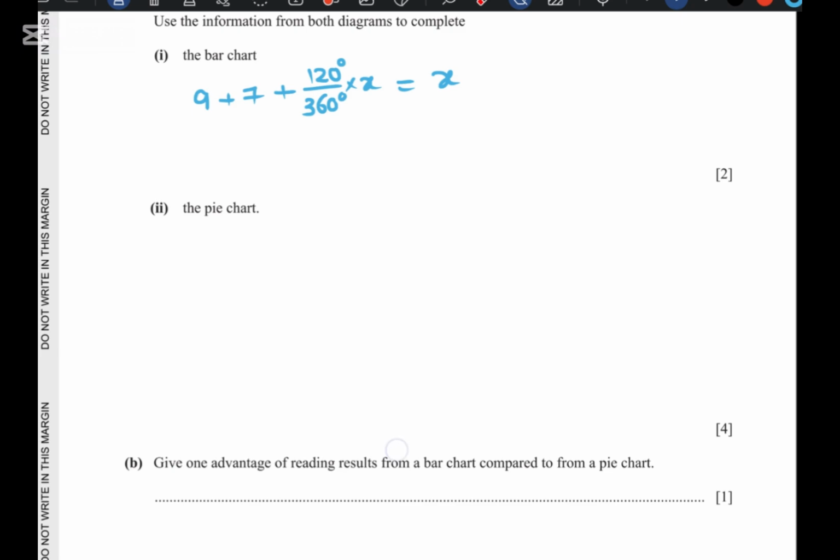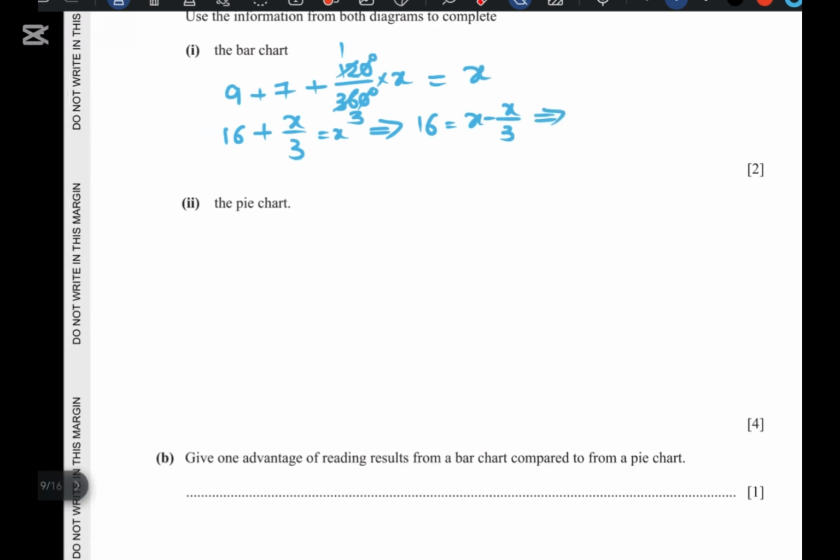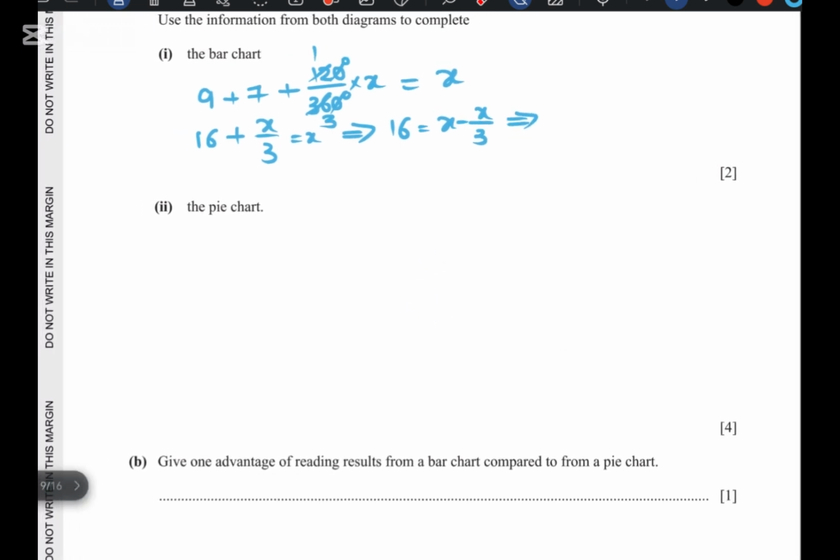Now add 9 plus 7, it is 16, and then simplify this. You will get 1 into x is x, and 120 by 360 is 1 by 3, so x by 3 is equal to x. This will give you 16 is equal to x minus x by 3. Then find the answer x here. So this is x by 1 and x by 3, so the LCM will be 3 here for you.